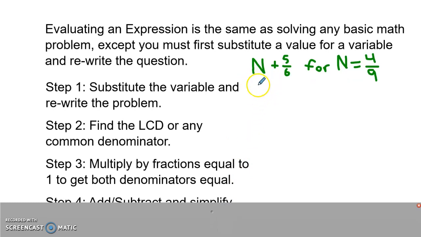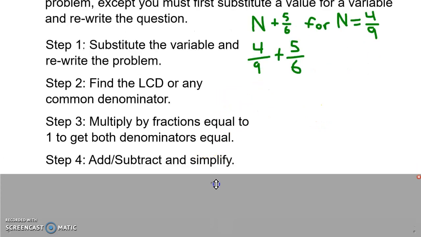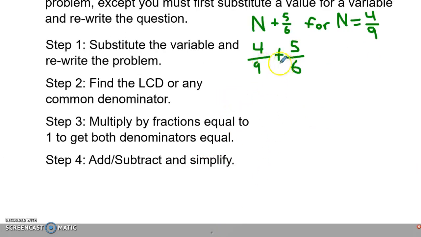However, substituting does add another step, and you need to make sure that you rewrite the problem. If you try and skip steps or try and do it in your head, you can easily make mistakes. Alright, so I have n plus 5/6 for n equal to 4/9. So all that's really saying is that my new problem is 4/9 plus 5/6.